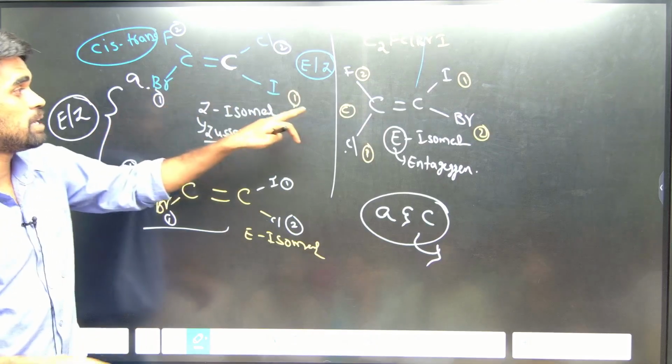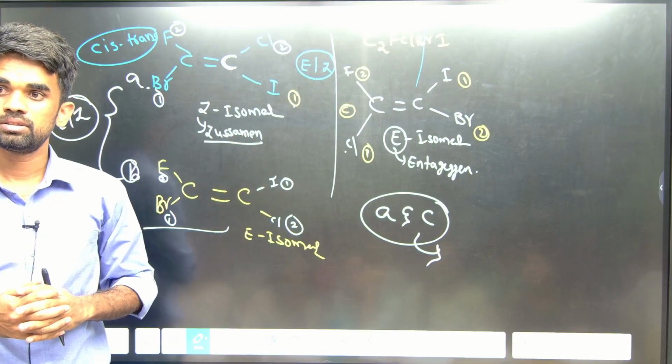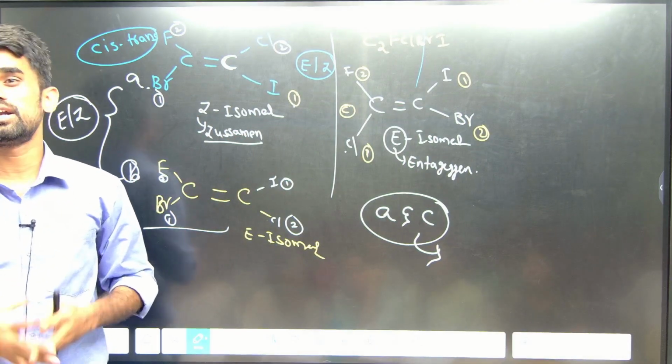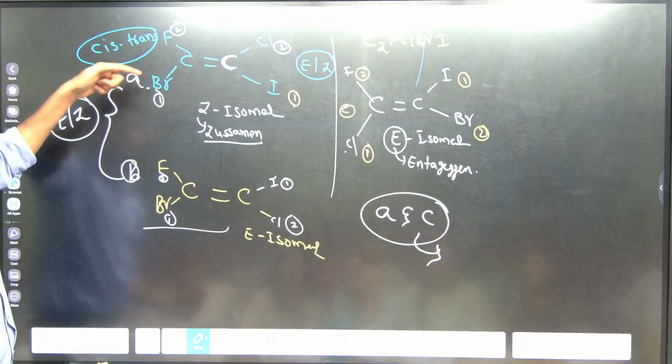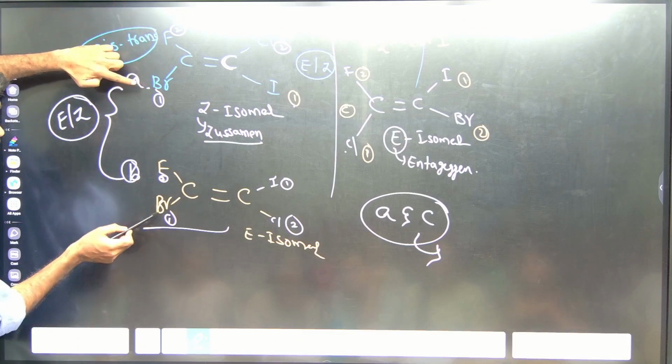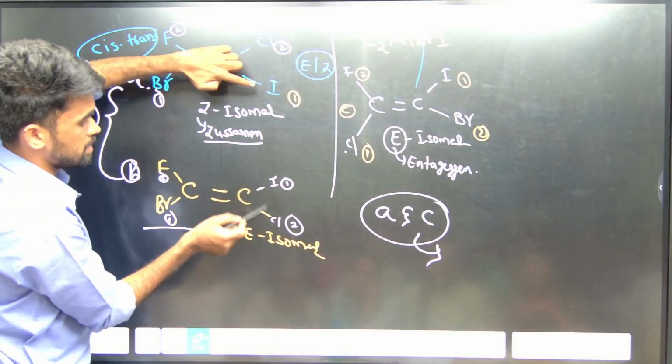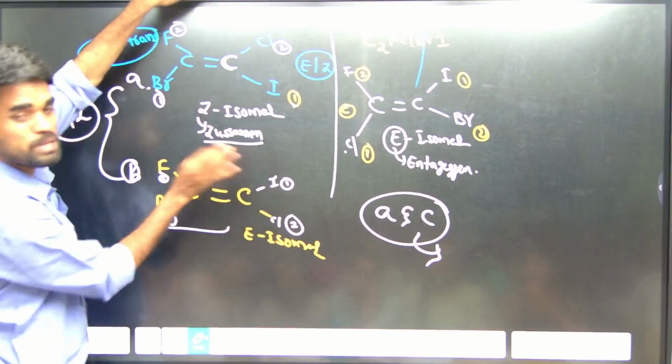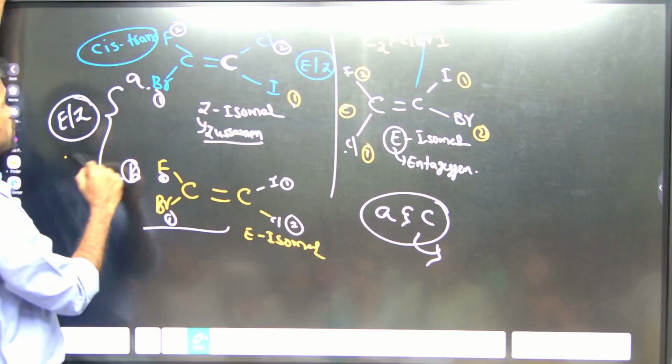Does A and C have the same bond connectivity? That is why I said be conscious. Do A and B have the same bond connectivity? FBr. This side ClI, they just differ in the spatial arrangement. So these are called stereoisomers.